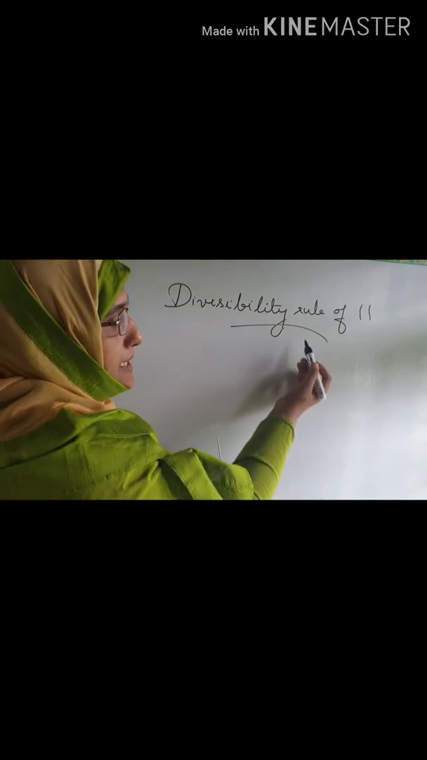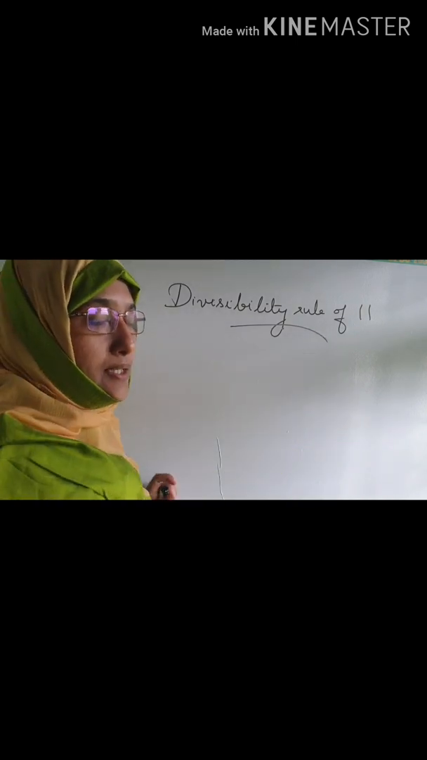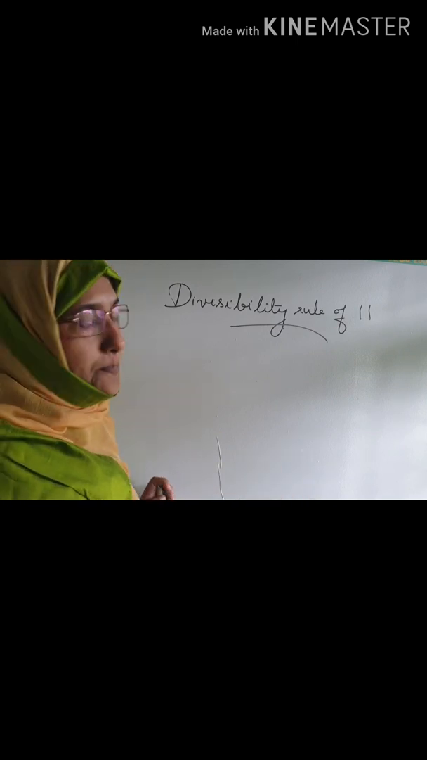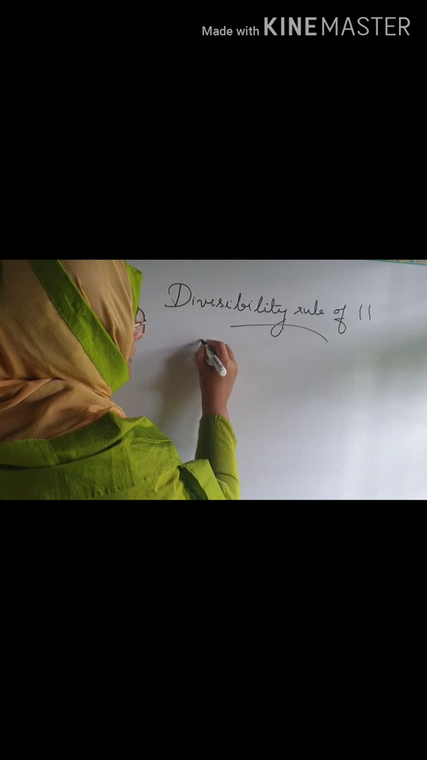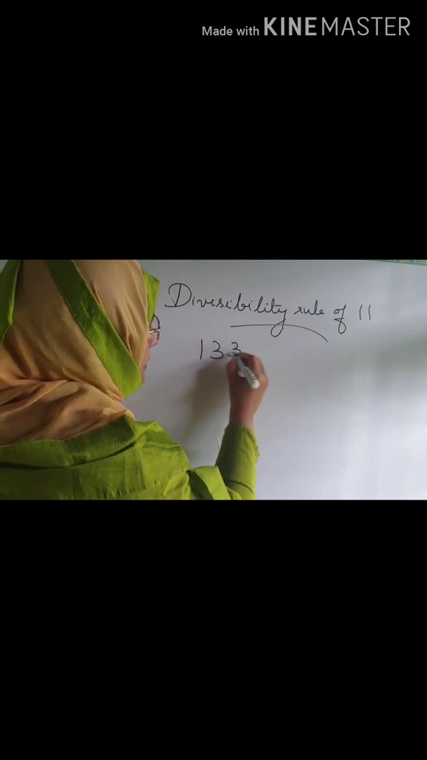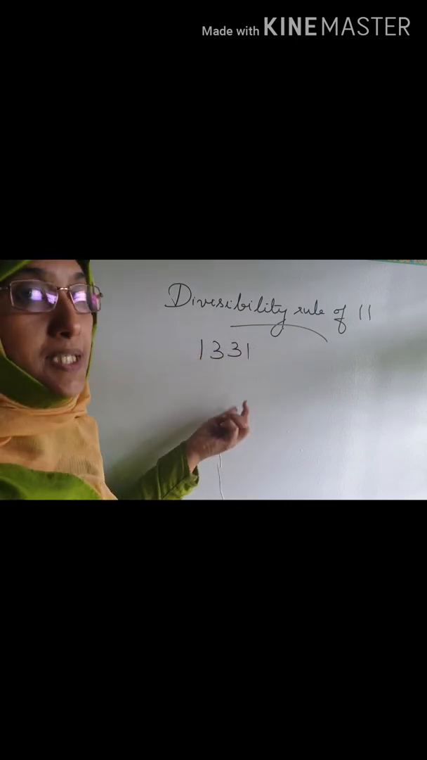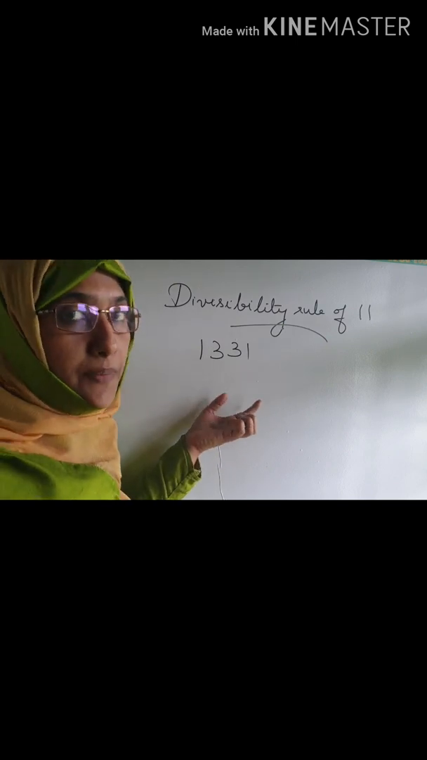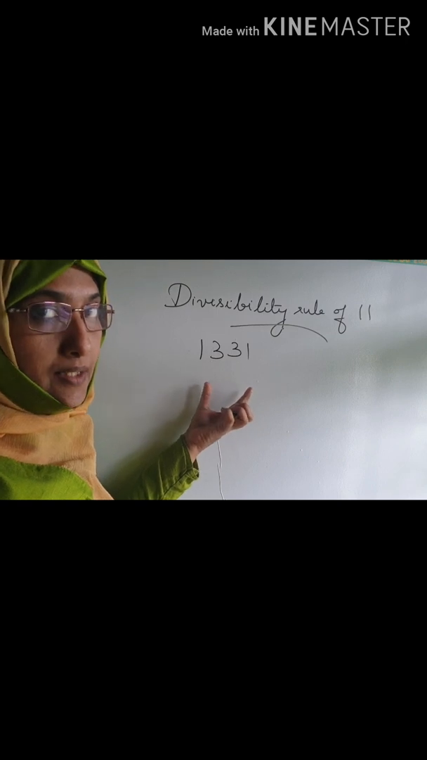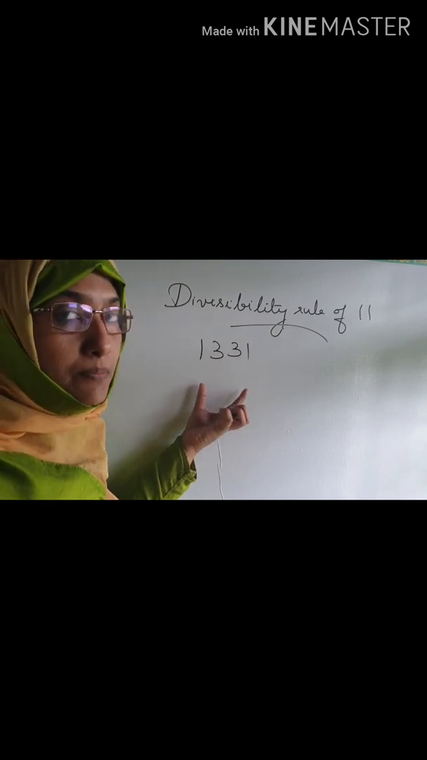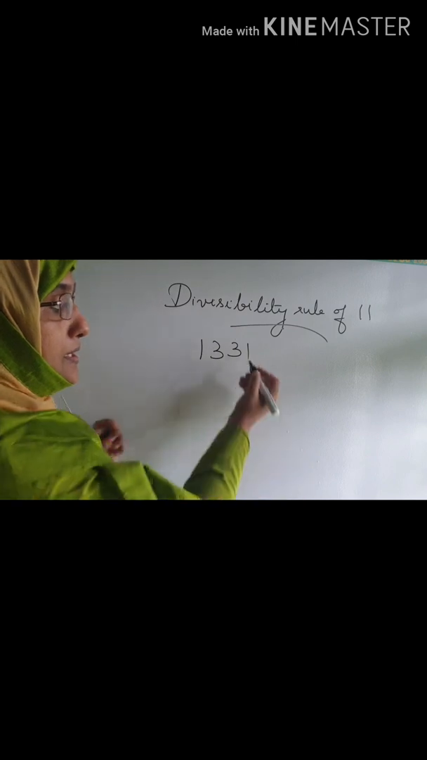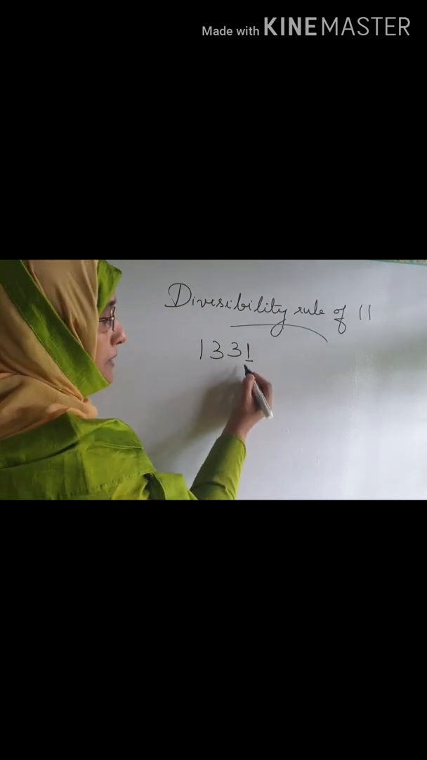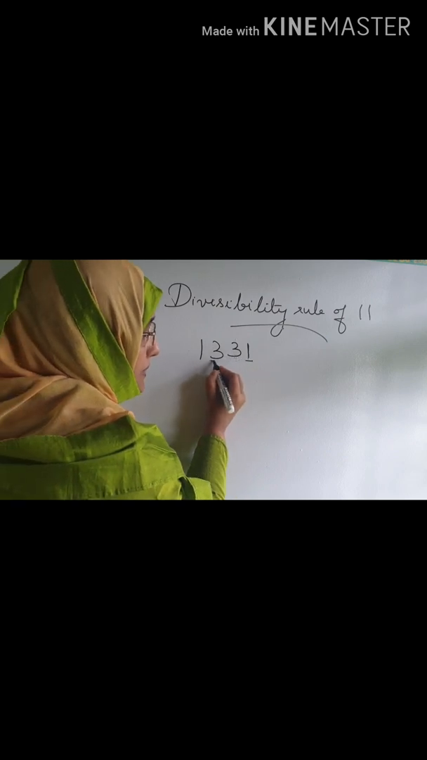Now we are going to study the divisibility rule of 11. See, there are certain steps to follow for finding the divisibility of 11. Now see a number 1331. The first step is, from the given number, take alternate digits from the right side. Once again, take alternate numbers from the right side. So in this number, when you start from the right side, the first number is this one. Then don't take the next one. Alternate numbers you have to take.